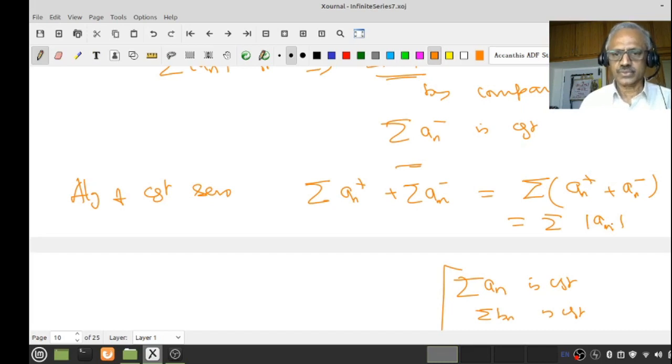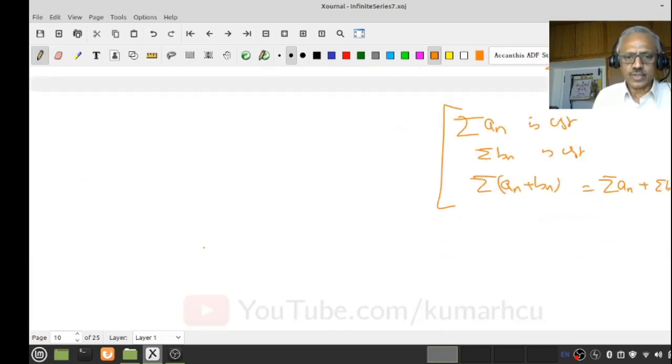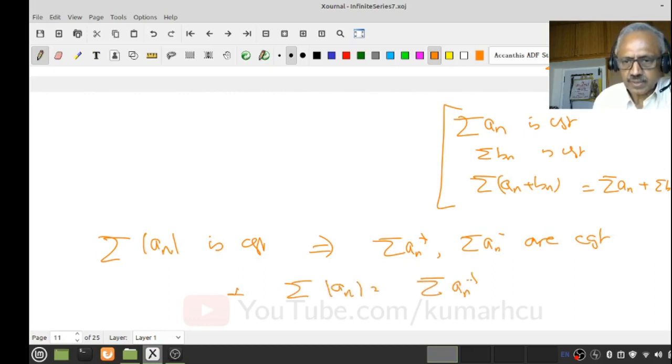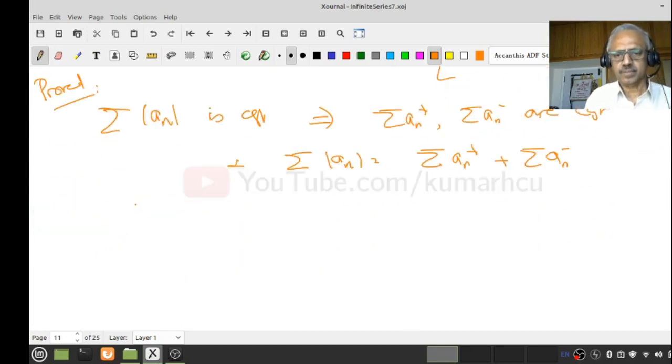Okay, so do you think I have proved it? So what have you proved? If summation mod an is convergent, then summation an plus and summation an minus are convergent, and summation mod an equals summation an plus plus summation an minus. Okay, this is what we proved. Pause, review, proceed.